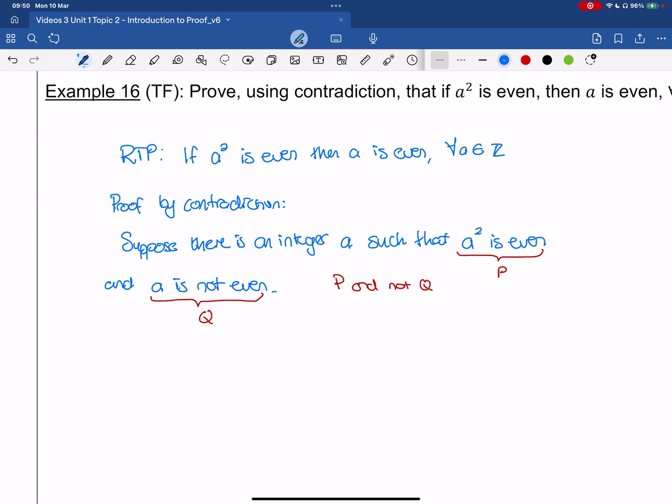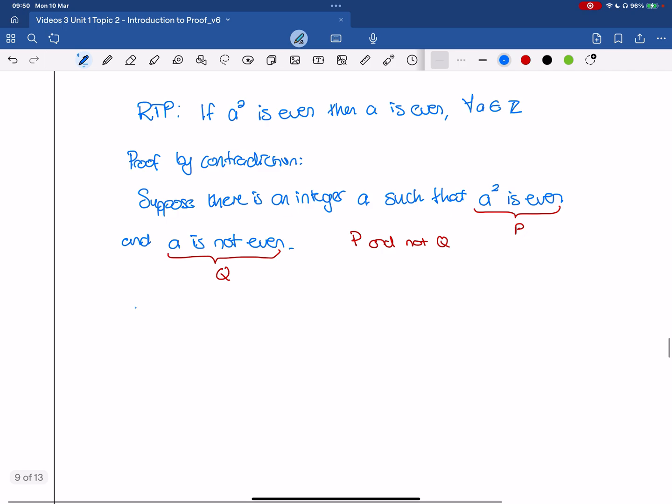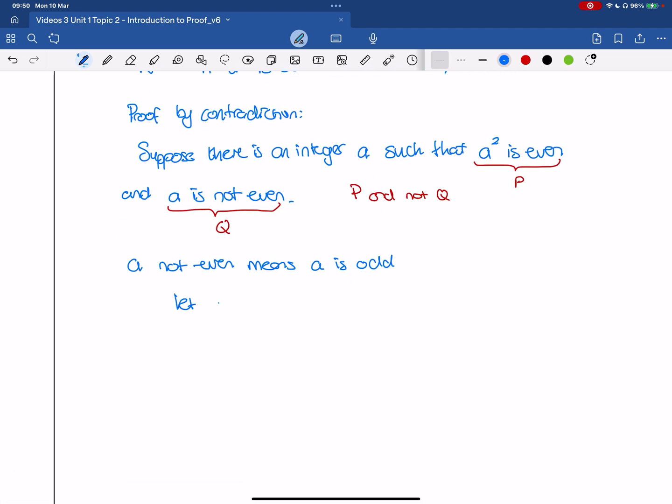Alrighty, so let's see. A being not even means a is odd. So I need to create a as an odd number. And the way we do that is we multiply a number by 2 and add 1. Because whenever you multiply something by 2, you get an even number. If you add 1 to that, it has to be an odd number. So we're going to let a equals 2k plus 1, where k is an integer.